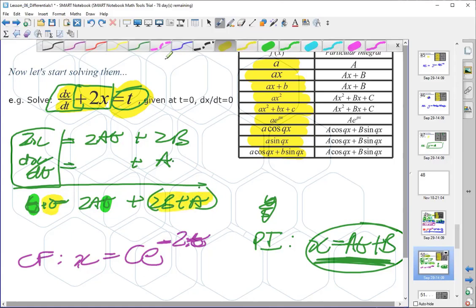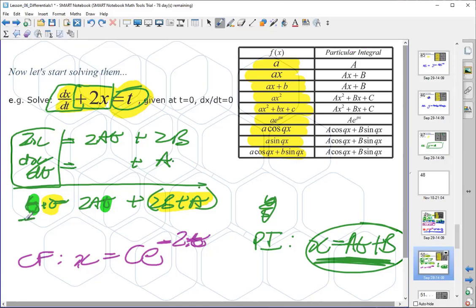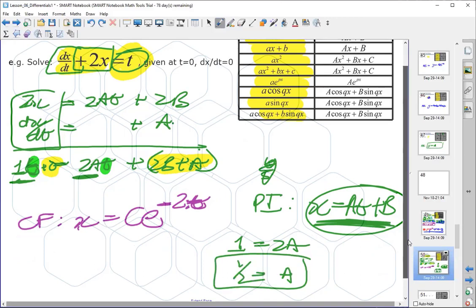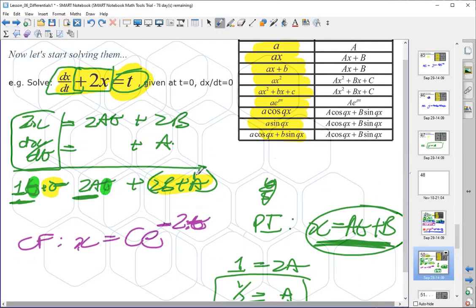Okay, so that tells us that 1, which is the number in front of the t, has got to equal 2a. So 1 equals 2a. And so that tells us that a is a half. Okay, now that we know a is a half, we can change that for a half.